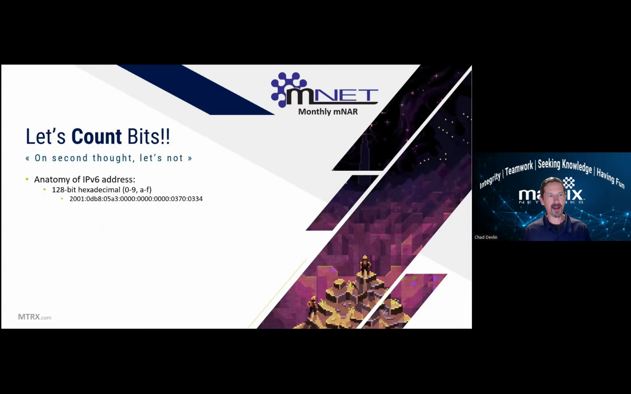So let's jump in. Again, this isn't bit counting. We're not going to do any subnetting here, but let's actually just talk about what the anatomy of an IPv6 address is. Most of the time when we're working with this today, it's because we're doing an ifconfig or we're doing an NS lookup or something. We're getting these values back. So what do these mean?